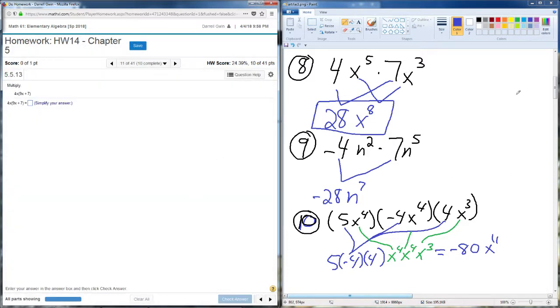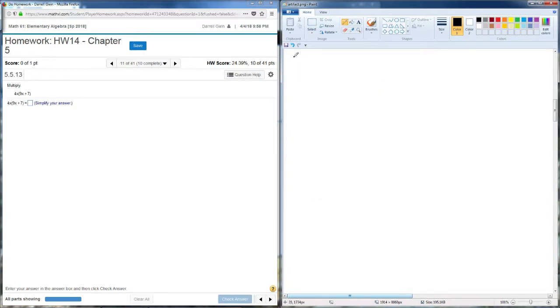Alright, I need to move on to a new page. New page. We're on number 11. Number 11 is clearly distribution. We write the problem down. 4x times 9x plus 7. I'm going to do this one in orange.